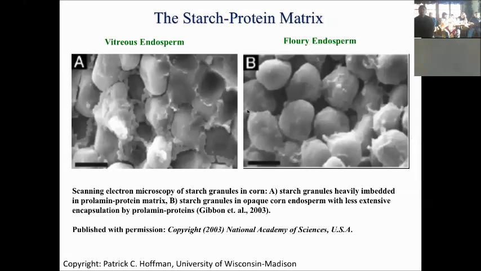Here's a vitreous endosperm that has a lot of protein matrix, and maybe it's not that clear to see, but you can see it. It certainly appears that the granules here are covered with more stuff than in the floury endosperm, where it's a little cleaner around the granules, probably a little easier for these bugs to attach.